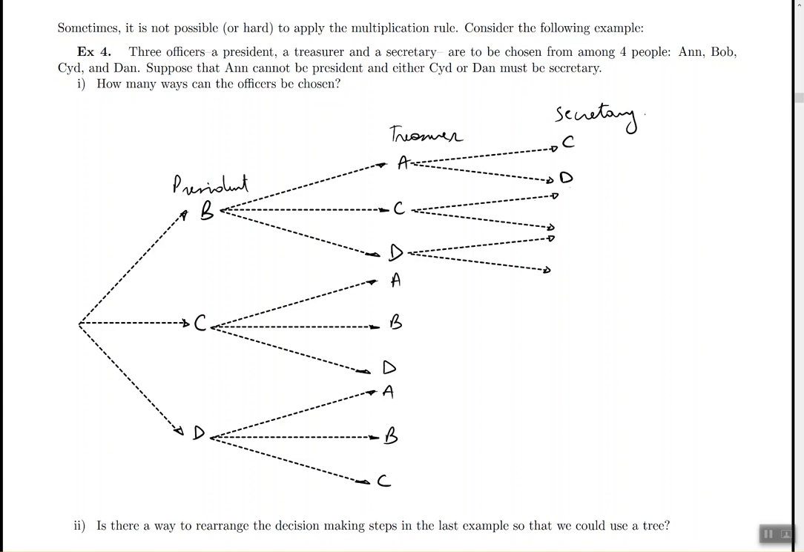Now, if Bob's already president and Sid is treasurer, who can be secretary? Is it possible for Anne and Dan to be secretaries? The answer is no. Remember, Sid or Dan must be secretary. Nobody else is allowed to be secretary, so that means Anne's choice is going to be gone. And this is the first problem with the tree. Okay, that branch right there is not super symmetrical. So let me redesign it. So there you go. All right.